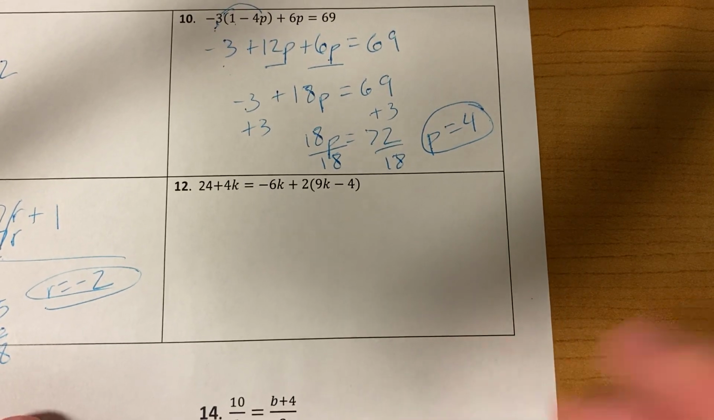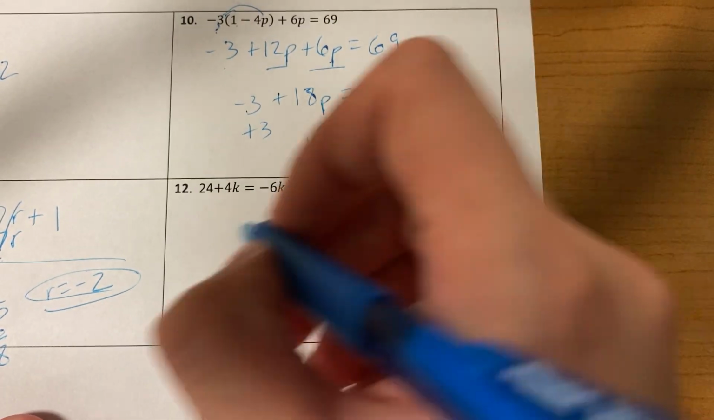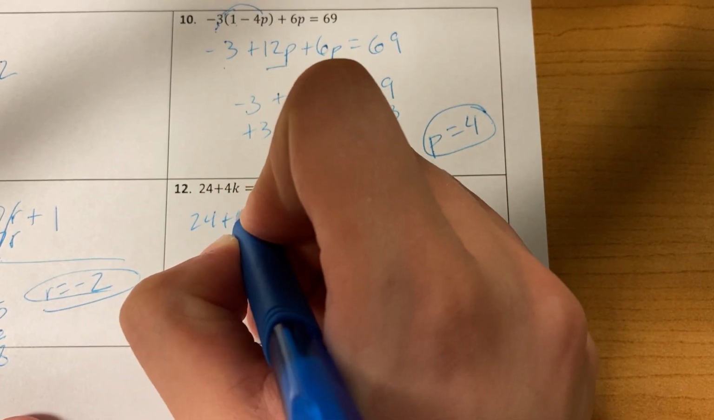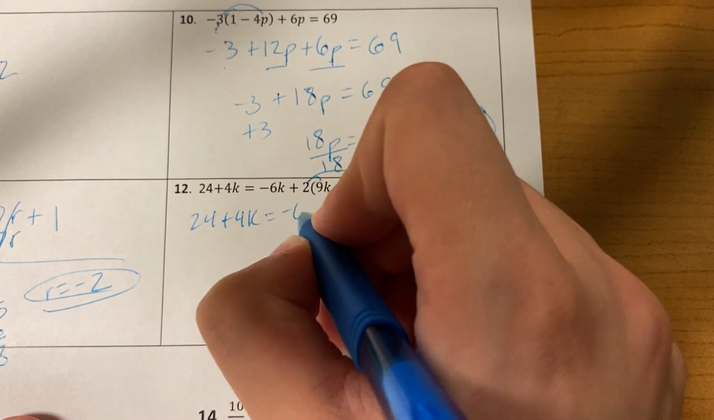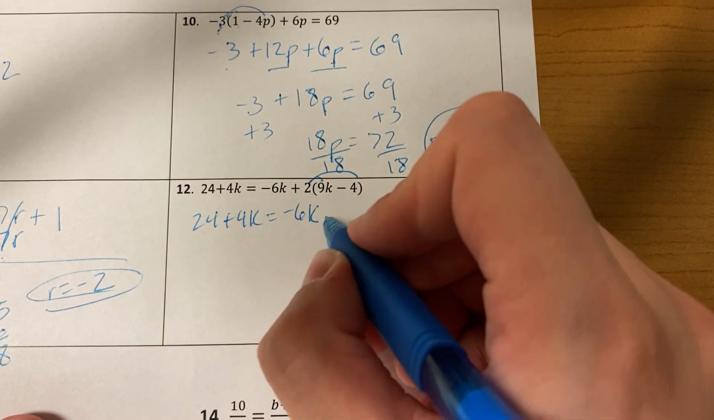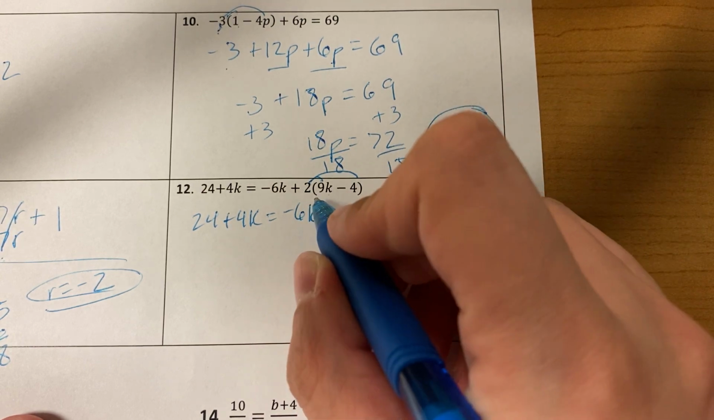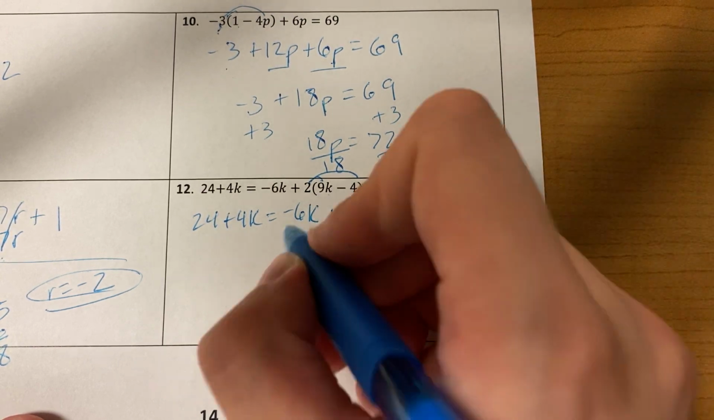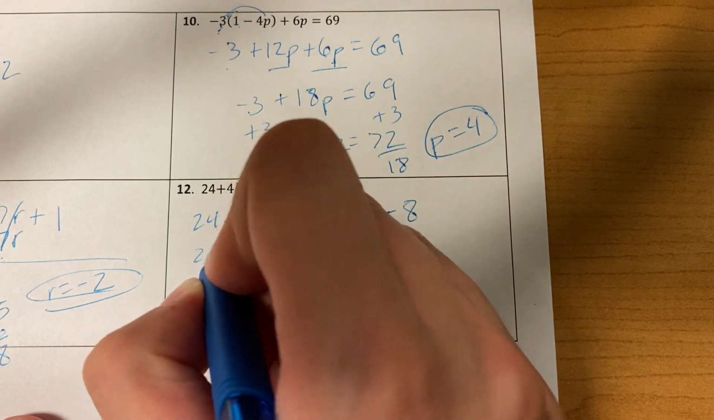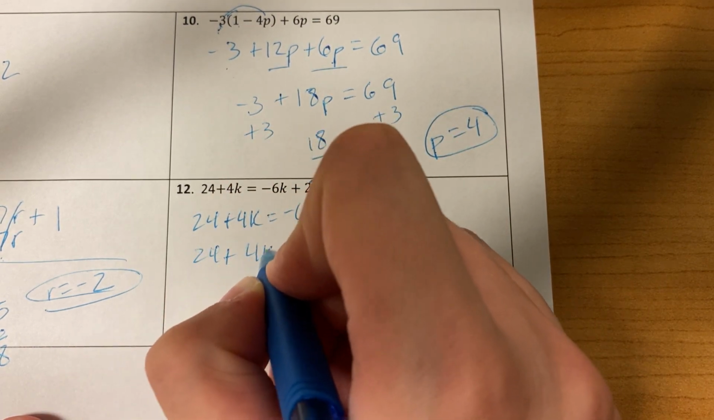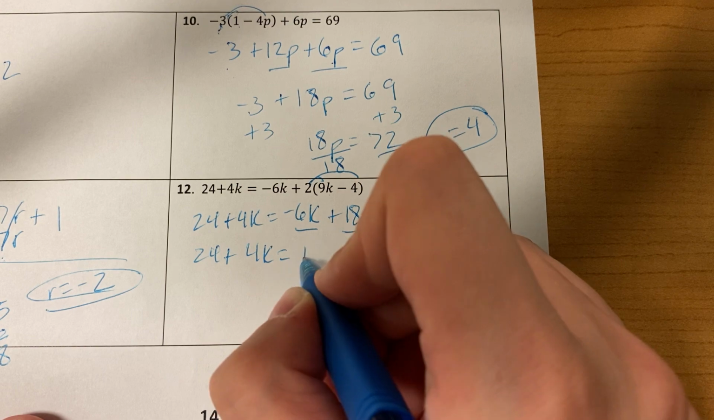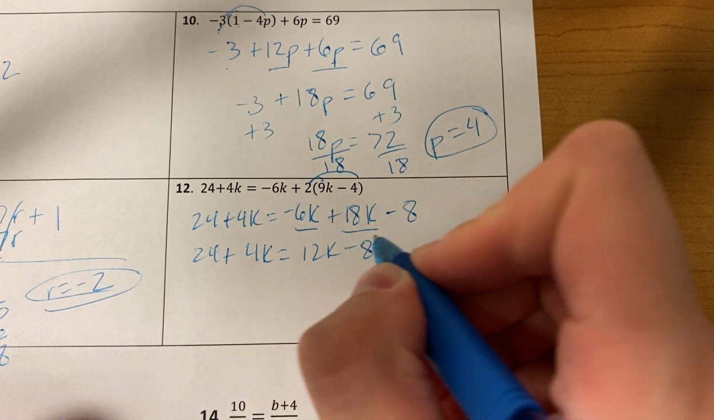All right, moving on to this one. Again, we're gonna do the parentheses first, distribute. 2 times 9 is 18. For a second, I was like, wait, hold on, what? All right, then 2 times negative 4 is negative 8. We're going to combine like terms. And then this is 12k minus 8.